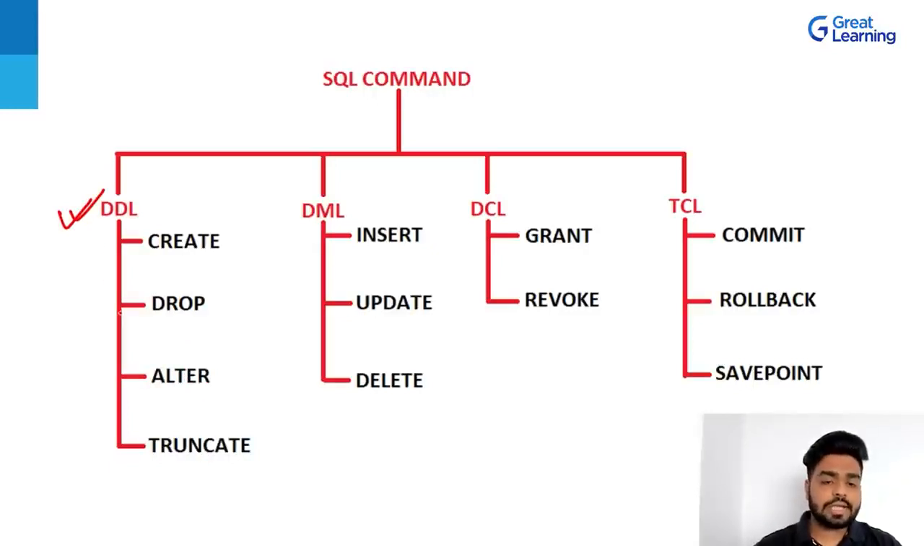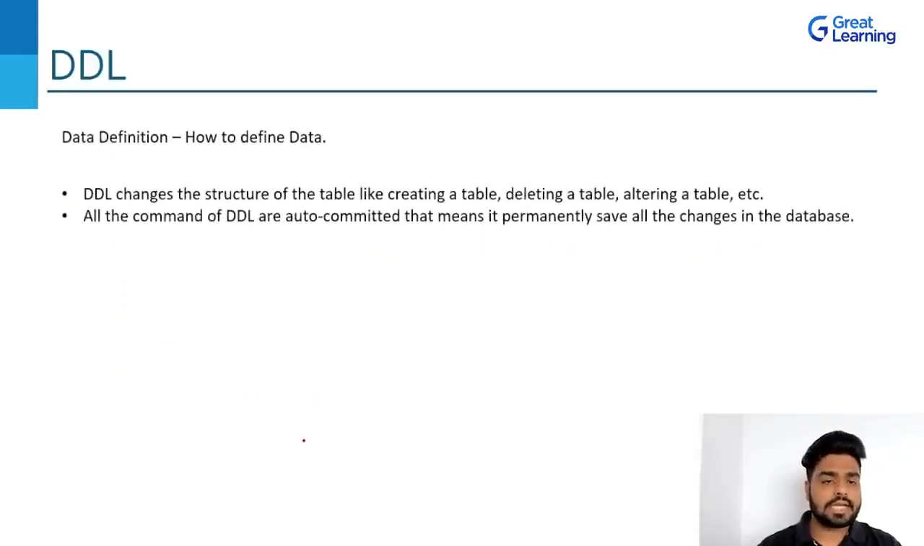Now you will see here that drop, delete, truncate are 3 commands which look like similar commands, right? Drop, delete and truncate, all of them are nothing but deleting. But what is it deleting? That is what we have to see. So let's start with DDL and let's understand what is data definition. So how to define data?